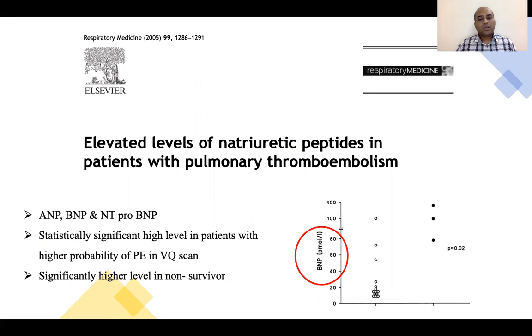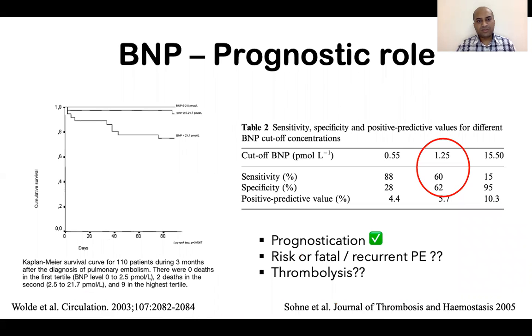There's another biochemical molecule which increases in PE. There are natriuretic peptides. It includes ANP, BNP, and NT-proBNP. Though it doesn't have a diagnostic role, in patients who have undergone a VQ scan, if we have a statistically significant high value of these natriuretic peptides, it gives a higher probability of PE. And it also has a very significant prognostic role. Higher levels are found in non-survivors. Among these 3, BNP has the highest prognostic role with a cutoff of 1.25. It has the best sensitivity and specificity.